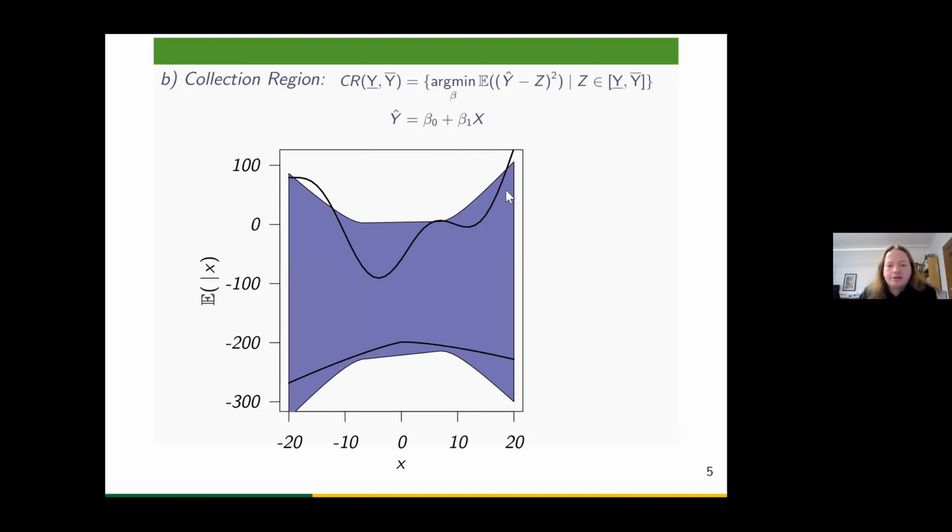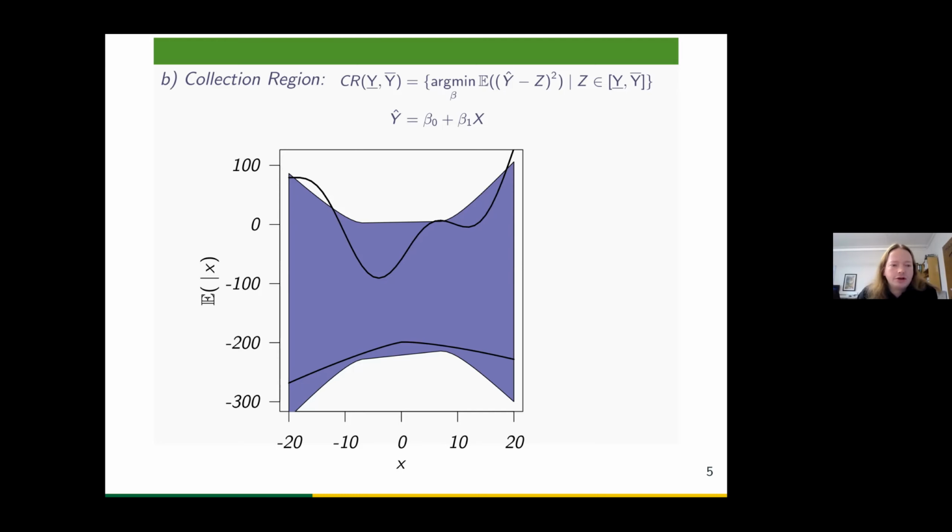And you can already see that the obtained region is a larger region than the narrow region. Okay, so now we have two regions, and the difference is really due to the appropriate handling or inappropriate handling of the linearity assumption. If I really assume that the relationship is truly linear, then I will come to the narrow region. Otherwise, I will come, for example, to this collection region.